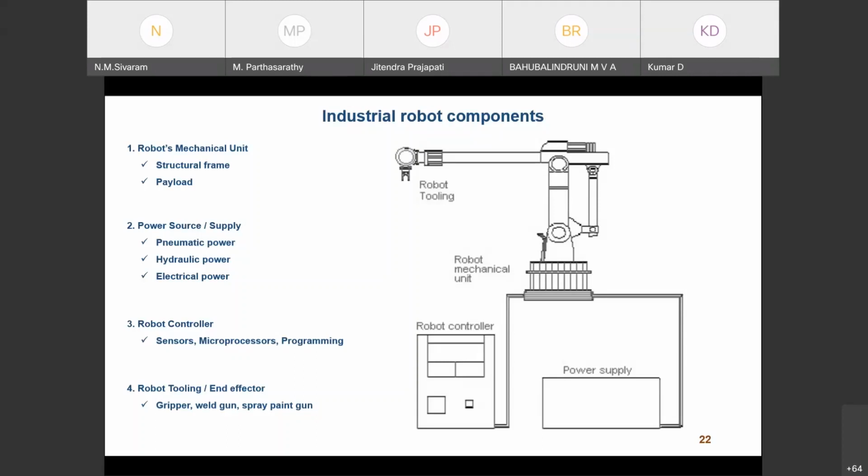You just make the emergency stop, and immediately the robot will come to a stop. Whereas that is not possible in the case of pneumatic powered or hydraulic powered robots. So it is always better to go for electric powered robots.